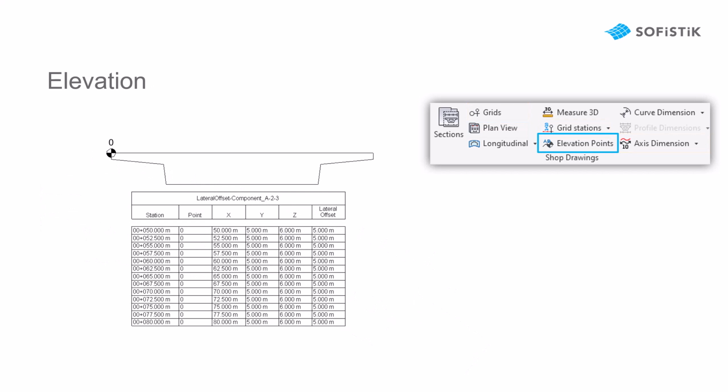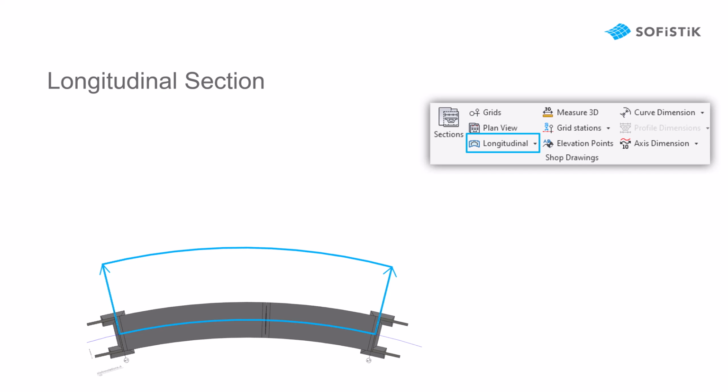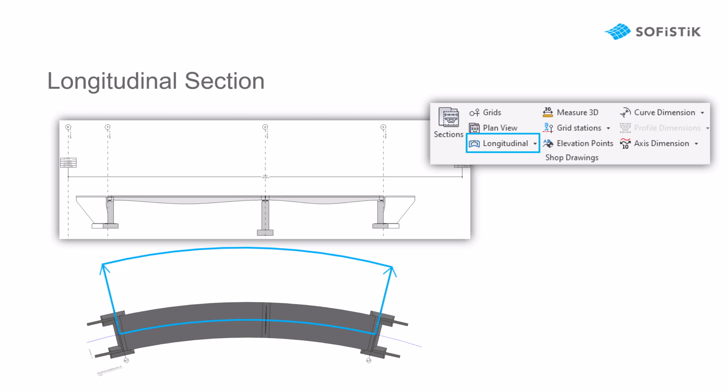We will use one point of our superstructure cross-section to create a list with X, Y, and Z coordinates of this point along our stationing, as well as a longitudinal section which also follows the axis alignment to then create a two-dimensional view which represents the developed longitudinal cut.